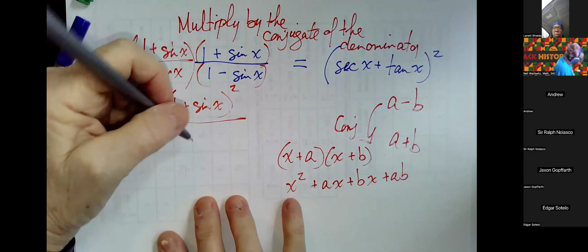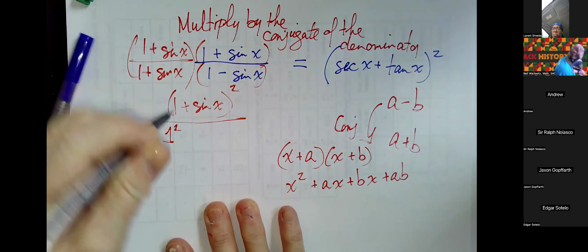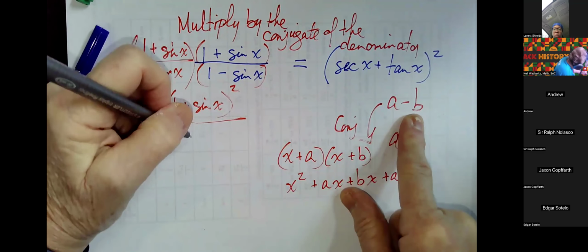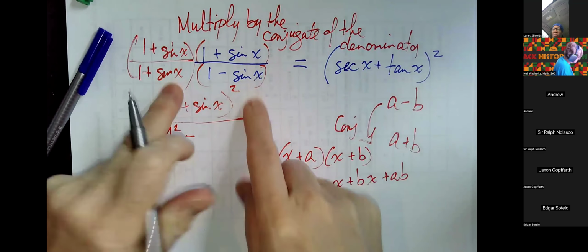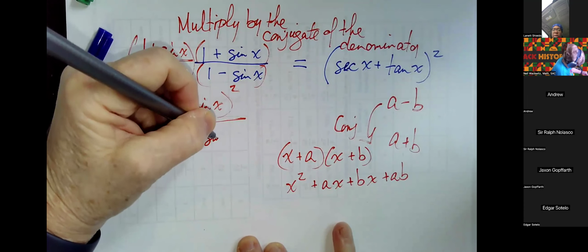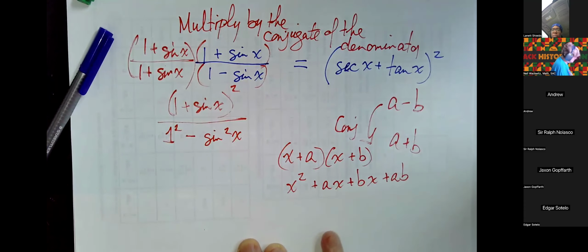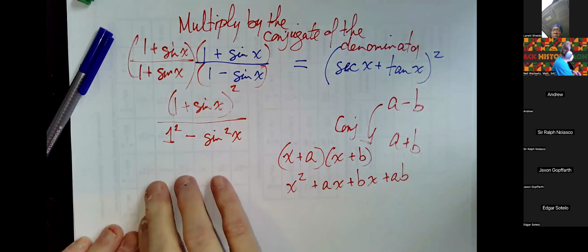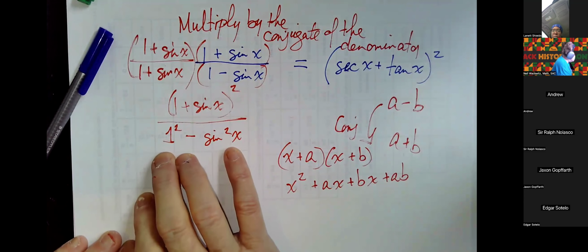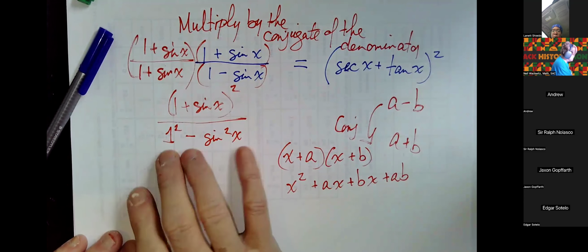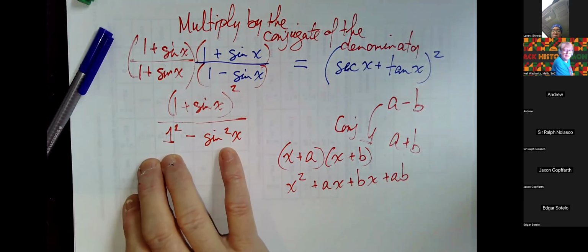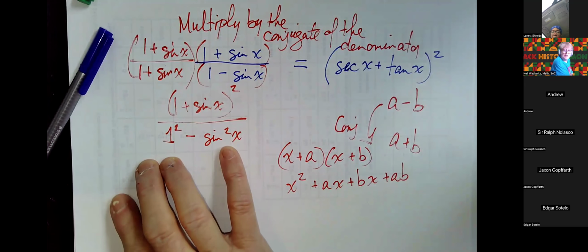We've got 1 squared minus sine squared. No sine x terms. And the reason that this is good is that it's now looking like something I can replace using a Pythagorean identity.